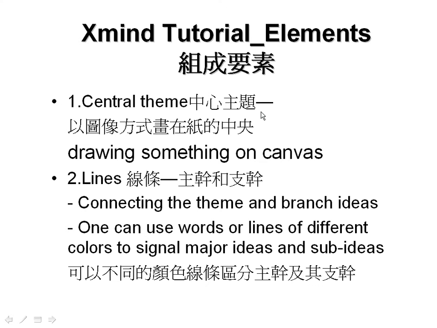And I want to tell all of you about the important elements of Xmind first. First, it has a central theme, and basically we compose our ideas or diagram just like drawing something on a canvas. And another important element of Xmind is the line. The line connects themes and branch ideas or subtopics, and one can use words or lines of different colors to signal major ideas and sub-ideas.